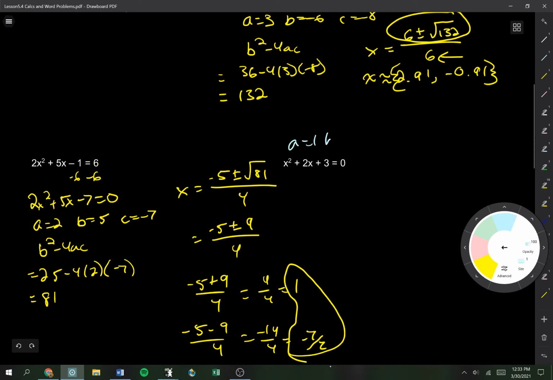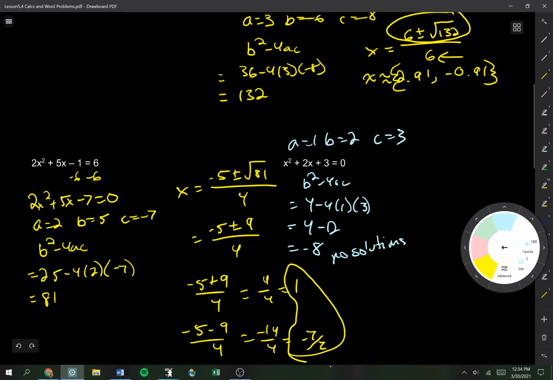A is 1, B is 2, C is 3. So I'm going to have b squared minus 4ac, which is 4 minus 4 times 1 times 3. I don't need a calculator for this either. This is 4 minus 12, which gets me a negative 8. Well, this means I have no solutions. My discriminant came out negative.